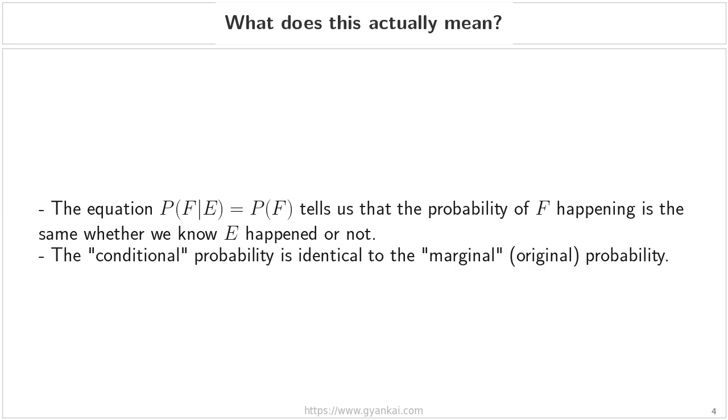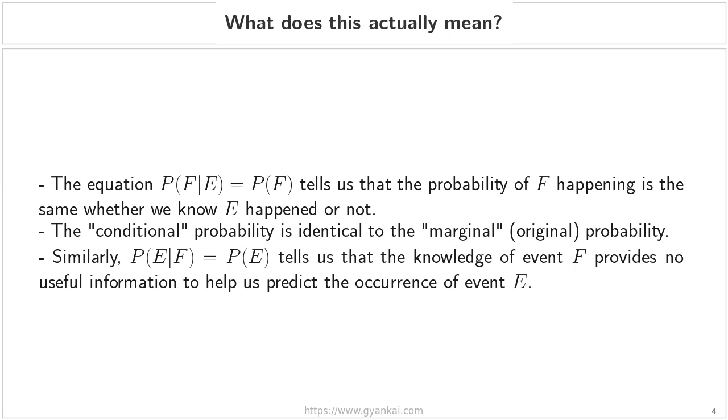In probability theory, we often refer to the original, standalone probability as the marginal probability, and the updated version as the conditional probability. So, when we see this equality, it tells us that the conditional probability is identical to the marginal probability.